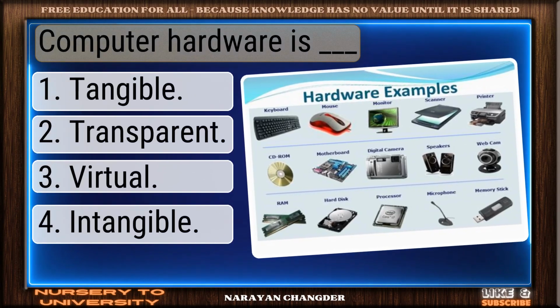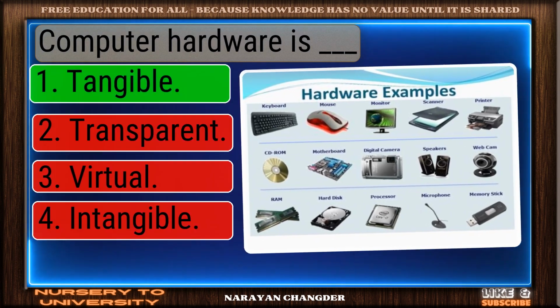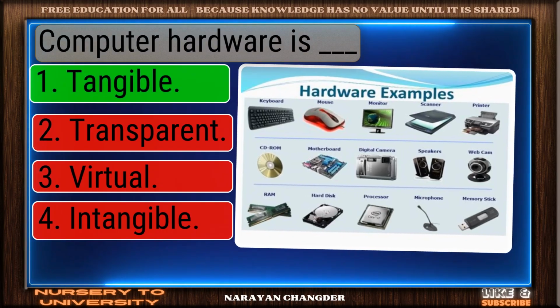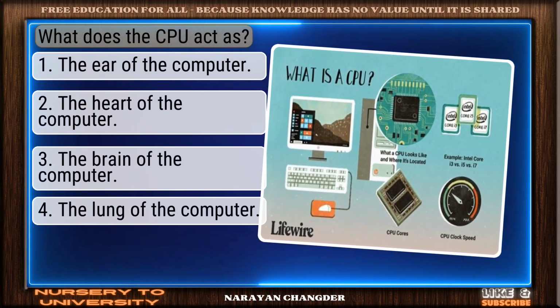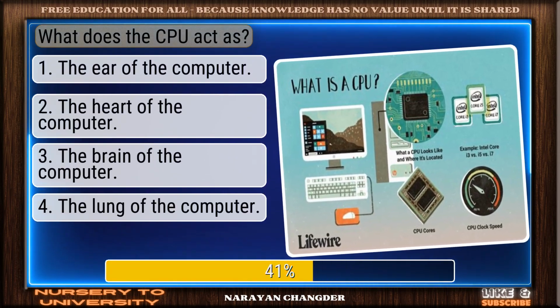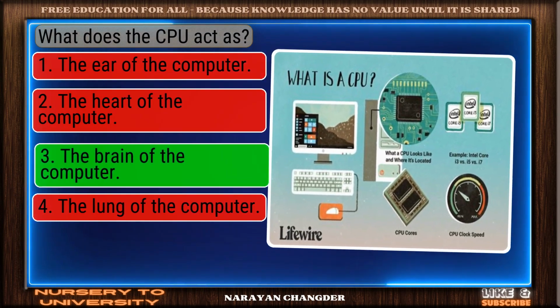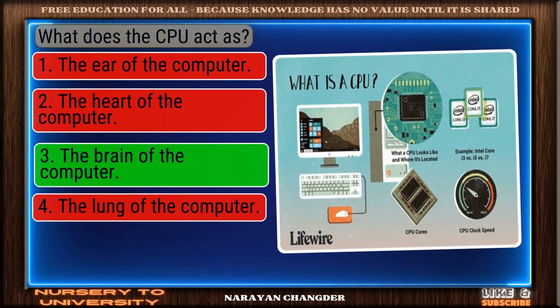Question number 65. Computer hardware is dash. Strong choice. Tangible is the right answer. Question number 66. What does the CPU act as? Nice selection. The brain of the computer is the correct and valid answer.